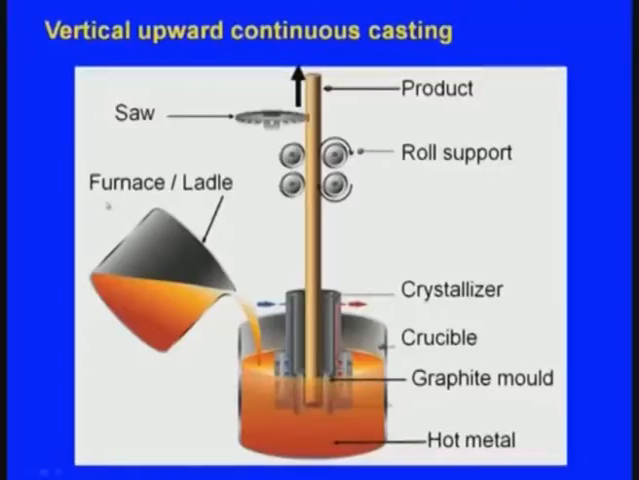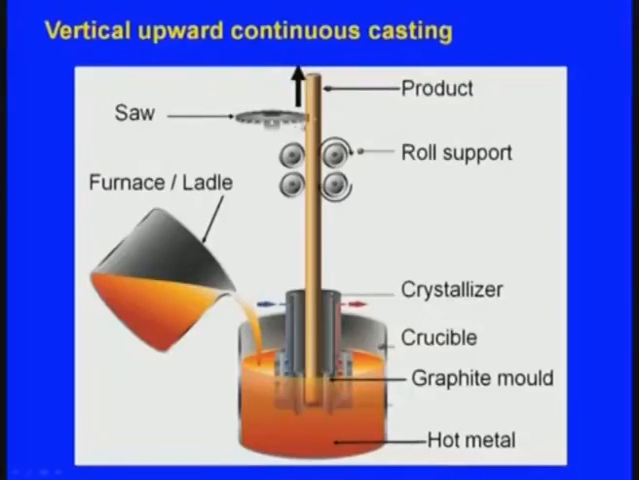Because of that, the solidified bar will be moving upwards, slowly. Once it comes to this section, it is totally solidified. Then there is a roller support. These rollers will be rotating and they will be further pushing the solidified bar upwards, and here there is a saw. So, this saw cuts the solidified bar periodically or at the desired location.